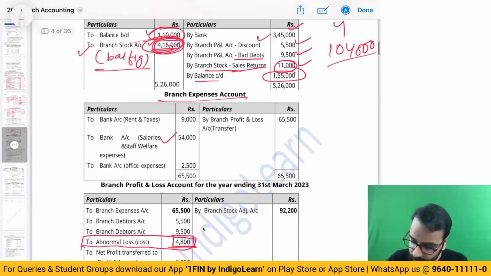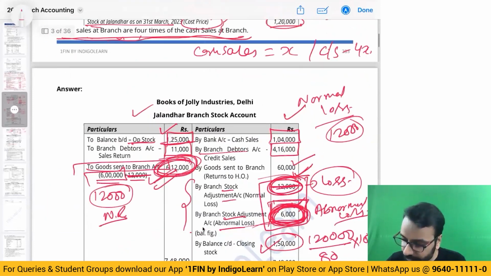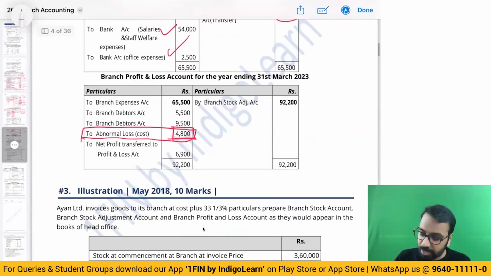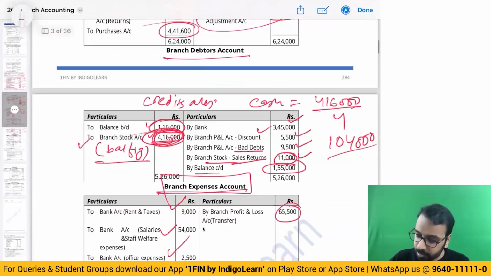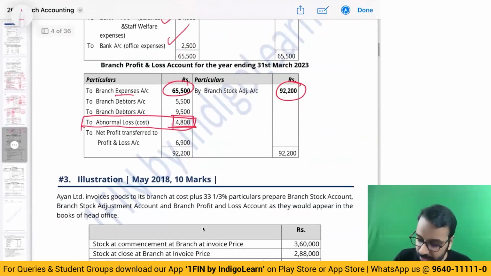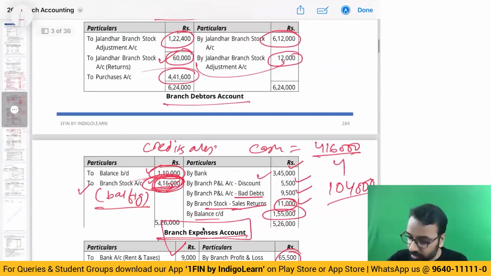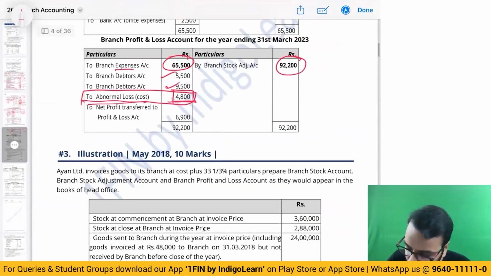So you will record 54,000, 9,000 and office expenses 2,500. This branch expenses account, what you have recorded, is transferred to the branch P&L account. And in the branch P&L, from stock adjustment 90,200, this number. Then branch expenses 6,500, 5,500 and 9,500. These are your discount and bad debts. And abnormal loss 4,800, the cost which is transferred to P&L. Net profit is finally 6,900.